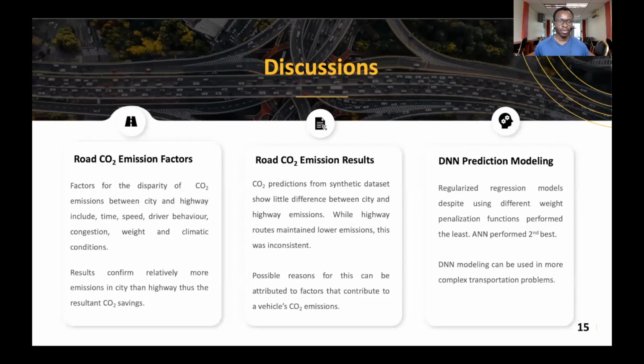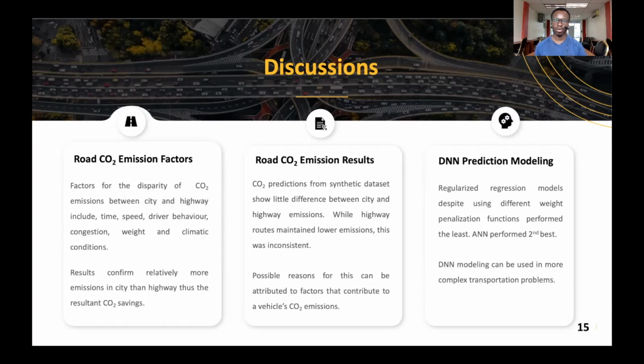Okay, so we look at the discussions that were found. As you can see from the previous slides, there was rather inconsistency in the results due to the factors that were devised and found. So one is driver behavior, which is something that is not controlled. Speed, time, as well as weight and climatic conditions. All these are factors that influence the results.